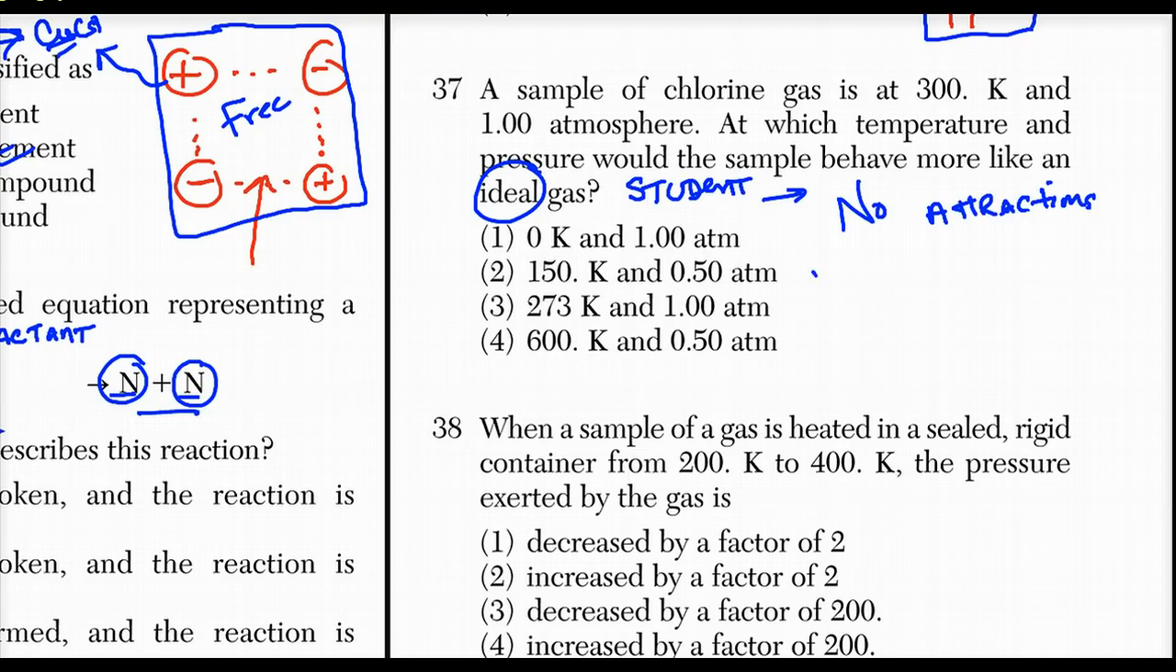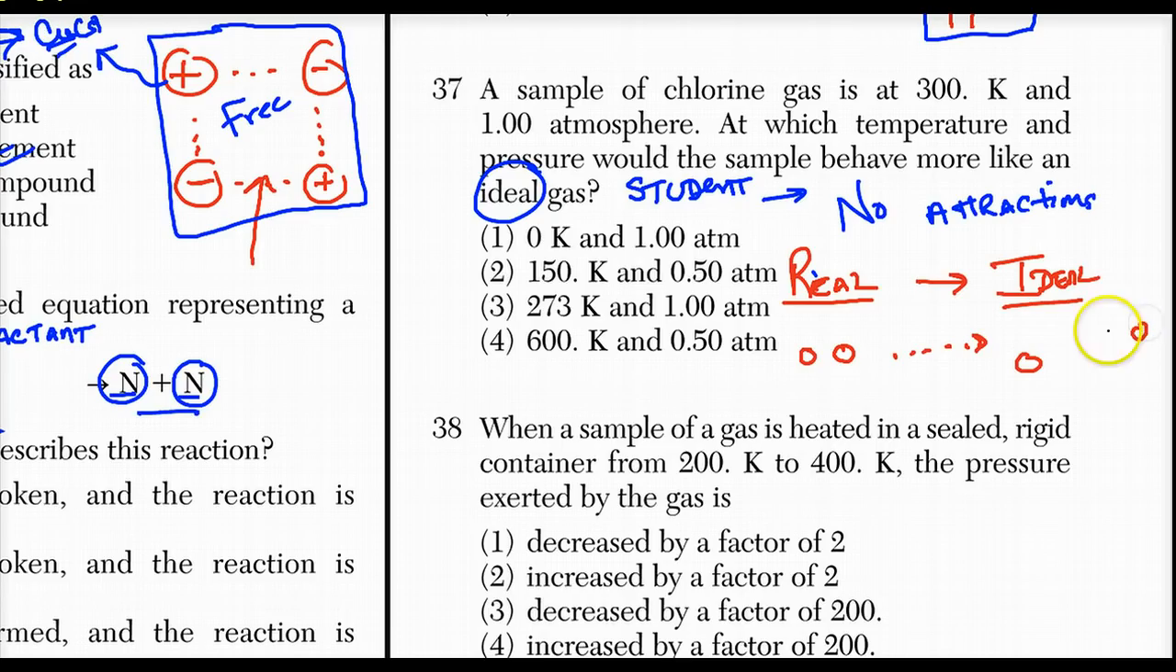So which temperature and pressure would behave more like an ideal gas? If we want to go to an ideal gas, we're going from a condition that's probably real. Since most gases are real, there's no such thing as an ideal gas, just like there's no such thing as an ideal student. So I take a real gas that really has attractions, which means the gas particles are closer together, and they go to a scenario where they have no attractions, they're farther apart. The only way to do that would be to, number one, speed them up. So I would say higher temperature, because I want them to go faster so they have less chance to attract.